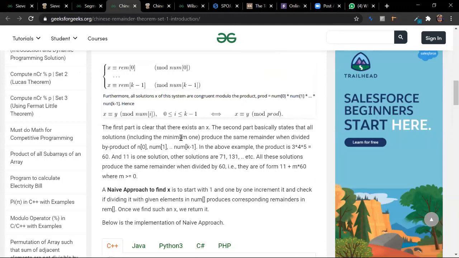Okay. So any doubts till now in any of these algorithms? I can explain that again.